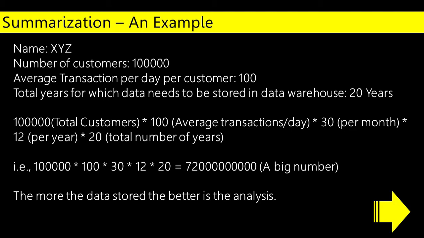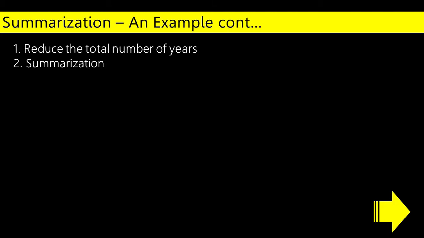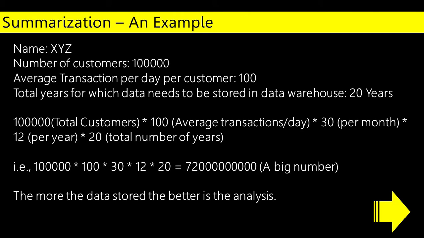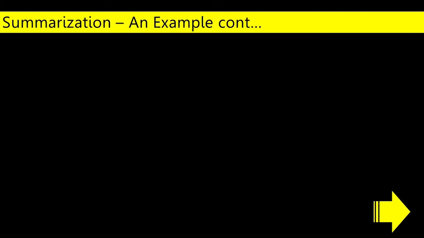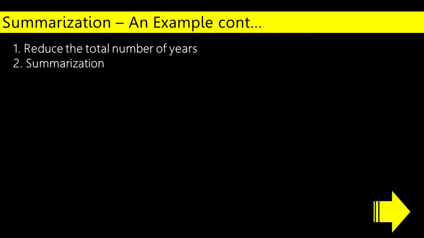There are various ways or aspects in which compromise or reduction in data can be done. A few of them are listed below. First one, reduce the total number of years. In the previous slide, we have seen that the company is willing to store the data for 20 years. If they store the data only for 10 years, the data itself becomes half. But is it a good idea? Reducing the total number of years may not be a good idea, as the company may need the data for more years to design a particular product or bring new plans in future. So reducing the total number of years from 20 to 10 may not be recommended.